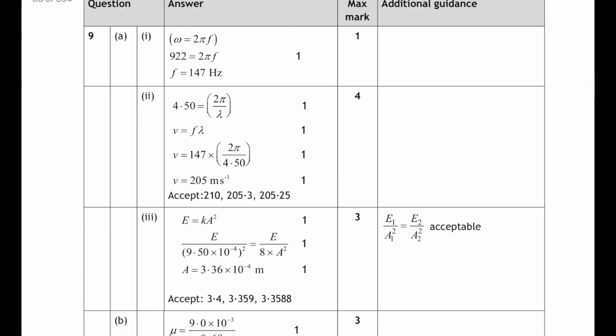Let's have a look at the marking instructions for these 2 bits then. So 9a part 1, it's a show question but just for 1 mark. And the 1 mark was for showing that 922 = 2πf, therefore f is 147 Hz. And then 9a part 2, it's a 4 marker. The first mark was for identifying that 4.5 was equal to 2π/λ, and then subbing that into a straightforward 3 mark v = fλ question, and getting the final answer of 205 metres per second.